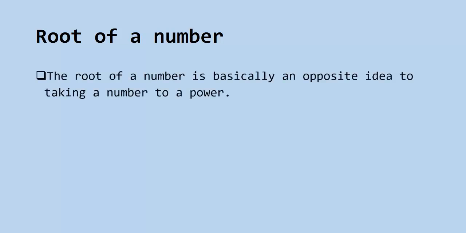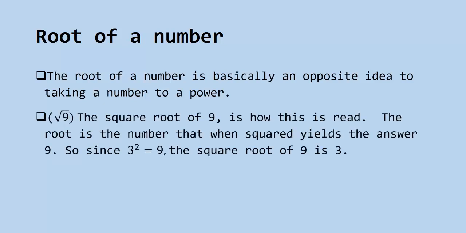In this lesson, we're going to be talking about rational exponents. But to do that, we need to start with a review of the root of a number. The root of a number is basically an opposite idea to taking a number to a power. Square root 9. So the square root of 9 is how this is read. The root is the number that when squared yields the answer 9. So since 3 squared equals 9, the square root of 9 is 3.